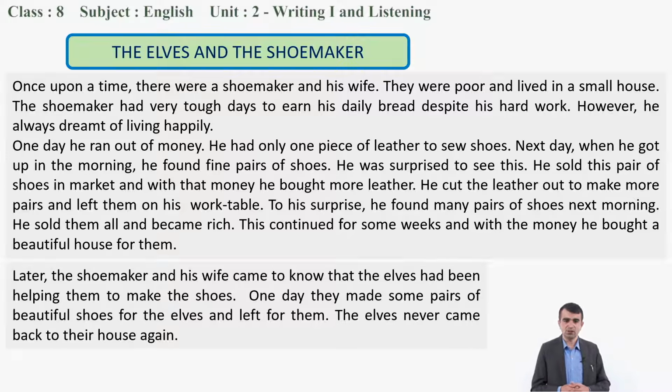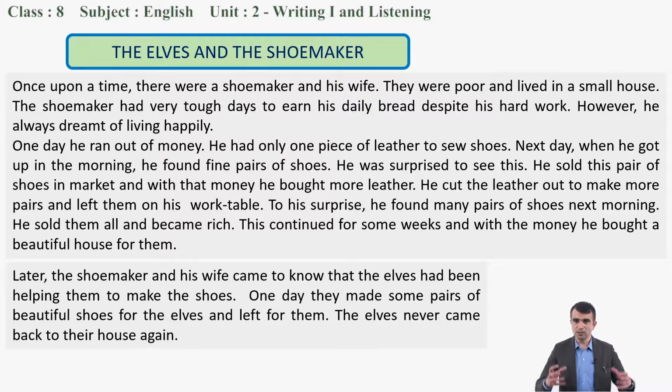Later, the shoemaker and his wife came to know that the elves had been helping them to make the shoes. One day, they made some pairs of beautiful shoes for the elves and left them for them. The elves never came back to their house again. That way the story is written.